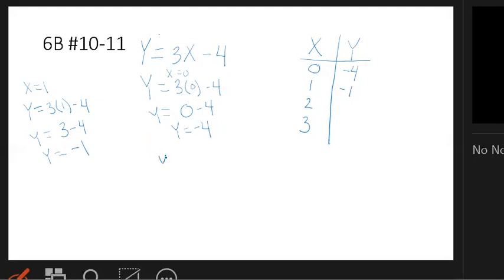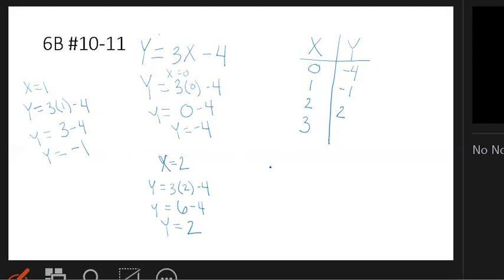What about when, whoops, x is equal to 2? We have y is equal to 3 times 2 minus 4. 3 times 2 is 6 minus 4 is what y is equal to. So y is equal to 6 minus 4 is 2.